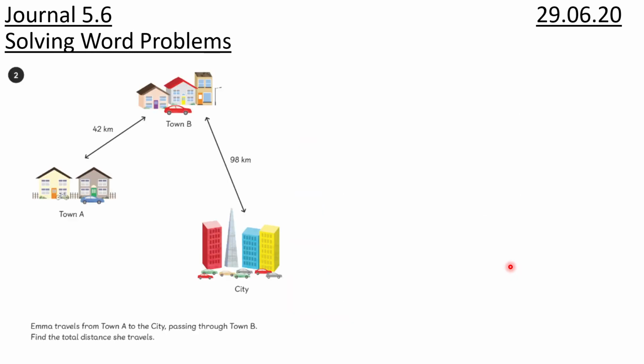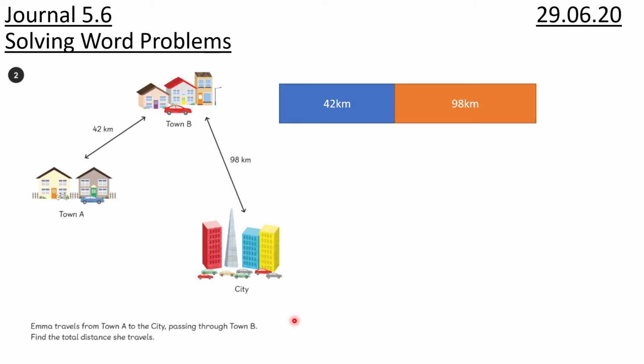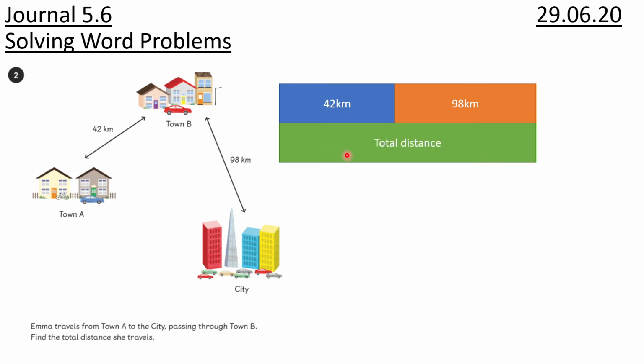Now question number 2 said, Emma travels from town A to the city passing through town B. So she starts here, she goes to town B and then to the city. Find the total distance she travels. So what is the question asking us to do? Are we going to be adding or subtracting? So she starts with town A to town B, and then after that she goes from town B to the city. So she travels 42 kilometres and then 98 kilometres. And we want to find the total distance, so we're going to be adding.